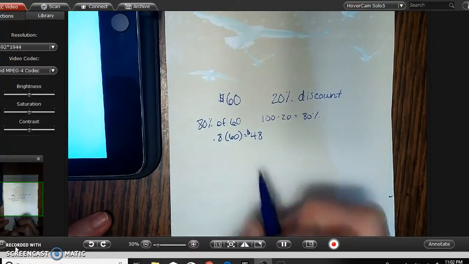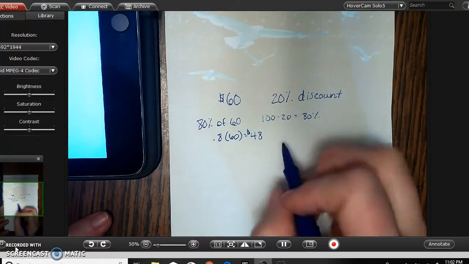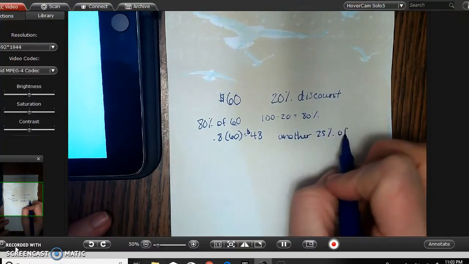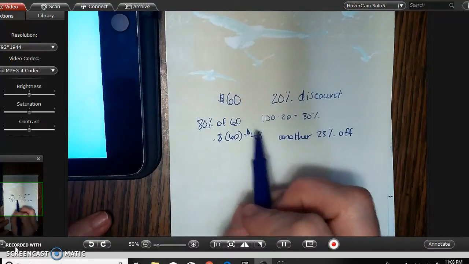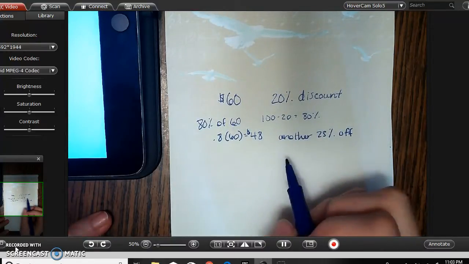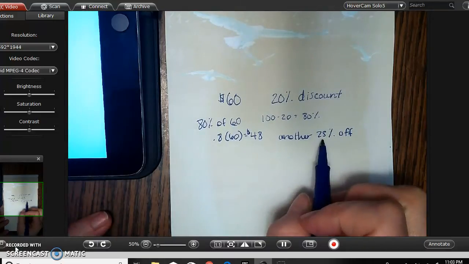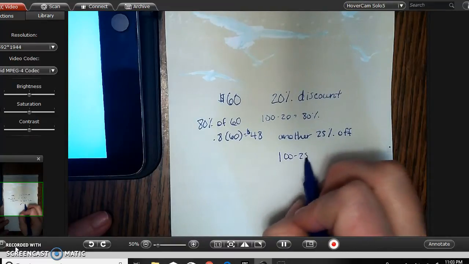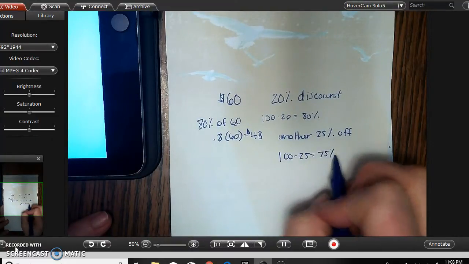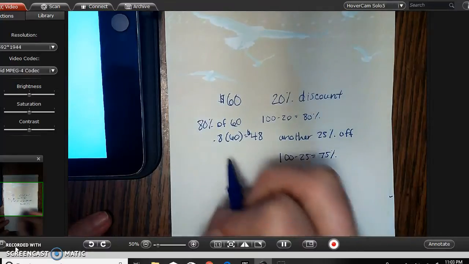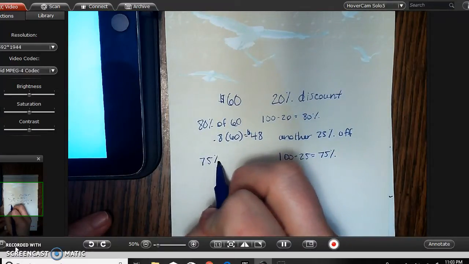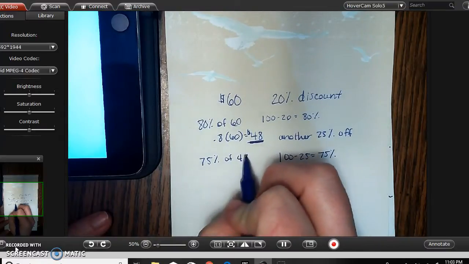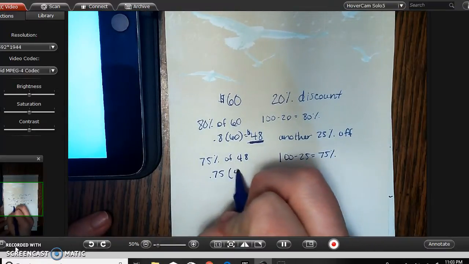Now if I go back on that same camera, it is then another 25% off. I'm not going to go back to the $60. I've already taken off one coupon. So this time I'm going to take 25% off. And I could say, oh, 100 minus 25 equals 75%. And so I can just find 75%, once again, not of 60, of my new price, $48. So 0.75 times 48.